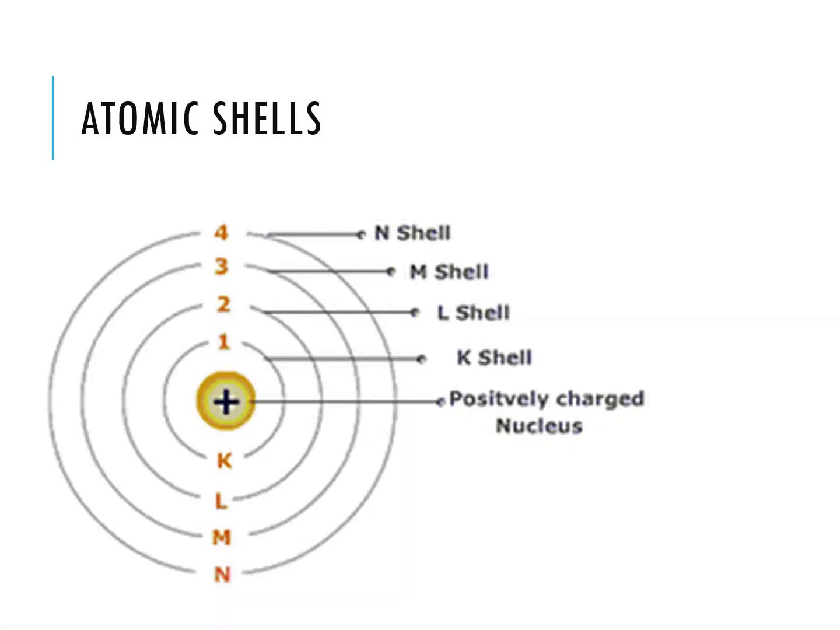The atom has a nucleus, and the electronic shells revolve around it. So we can see the nucleus has a positive charge because it is made up of protons and neutrons. And we see the shells K, L, M and different shells with the different numbers 1, 2, 3, 4 and different numbers of electrons revolve in them.